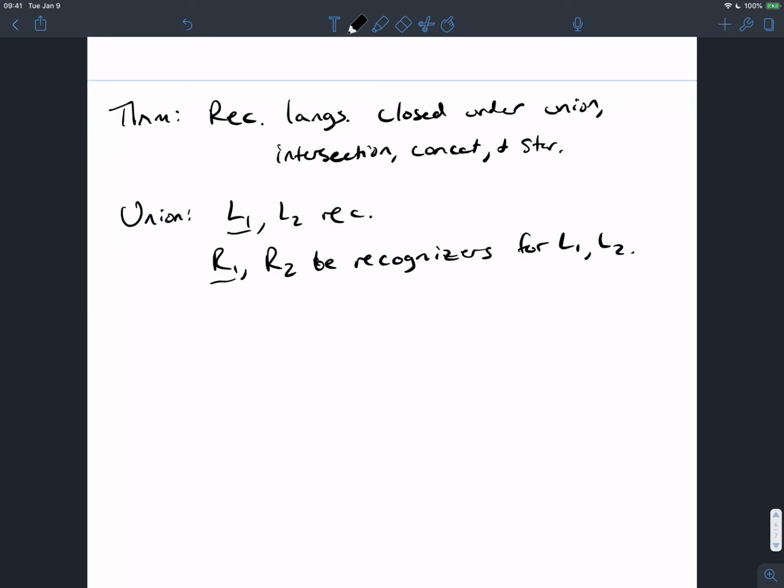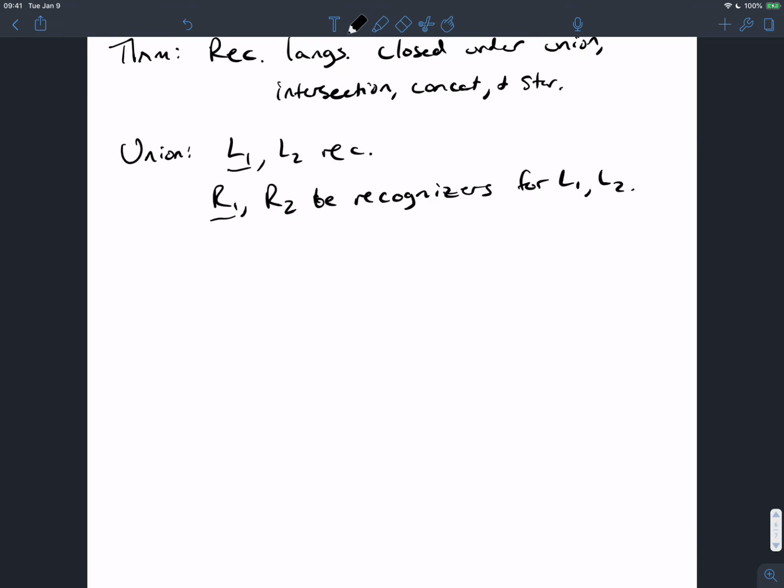No, it doesn't have to halt. There's nothing in the definition that says it must halt. And in fact, many times it might not. Same thing with R2 and L2. So we'll have to think a little bit carefully about that.